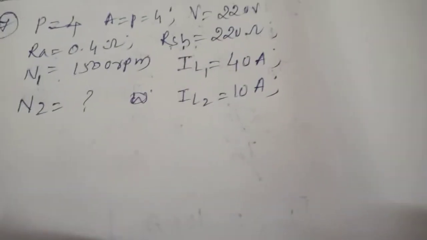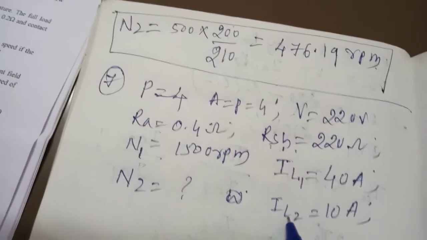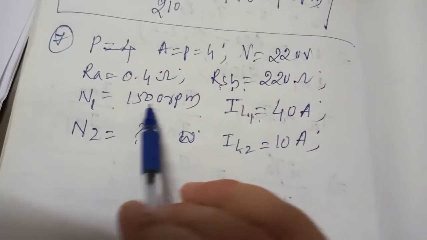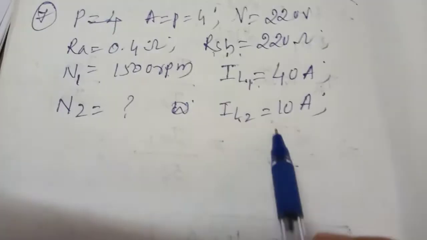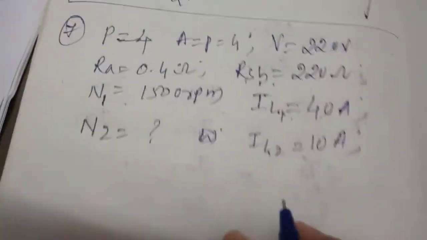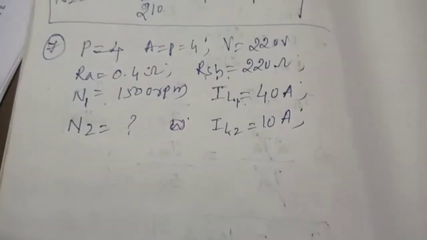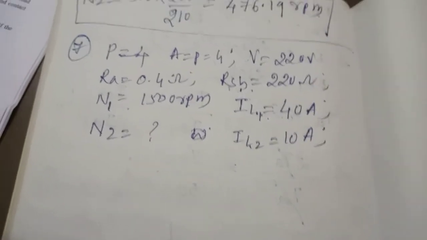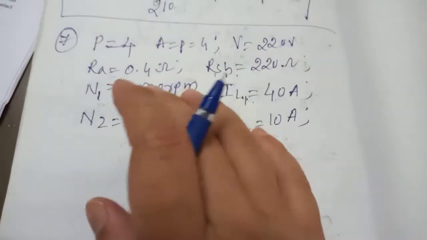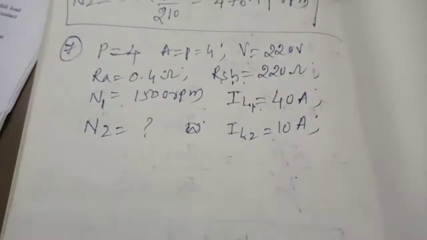So they have given IL1 and IL2. Corresponding to IL1 of 40 amps, the speed is 1500 RPM. What would be the speed if the line current is 10 amps? I have to calculate. For this there is a very simple analysis, the current and speed are related. How are the current and speed related?